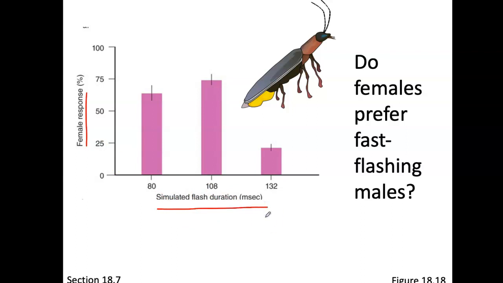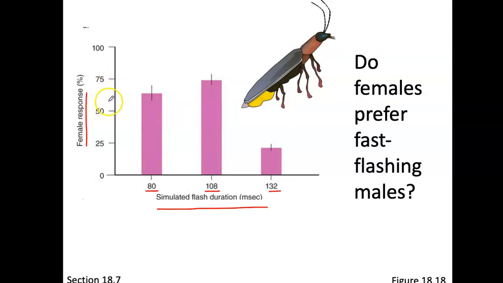So instead of getting males to flash for this experiment, they got a very small flashlight that they could alter the frequency, the duration in milliseconds of that flash, and mimic what the males are doing, and then watch the females in a lab to see whether they actually approach this male or not, if they were interested in this flashing. And so they picked a couple of different durations in milliseconds, and one was an 80 millisecond flash, and another one is 108, and another is 132. And just to pick a small, medium, and large.